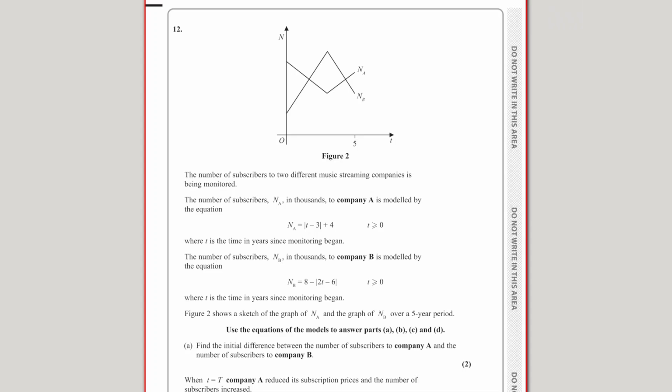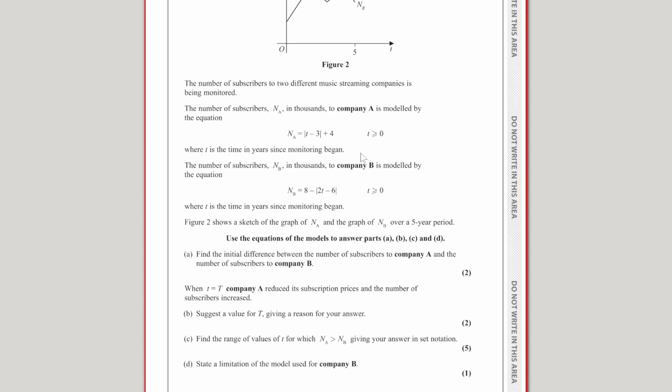Question 12. The number of subscribers to 2 different music streaming companies is being monitored. The number of subscribers, NA, in thousands to company A is modeled by the equation NA equals the modulus of t minus 3 plus 4, where t is the time in years since monitoring began. The number of subscribers for B, NB, is 8 minus the modulus of 2t minus 6. So we've got a sketch of NA and NB over a 5-year period. Use the equations of the models to find part A, the initial difference between the number of subscribers to A and the number of subscribers to B.